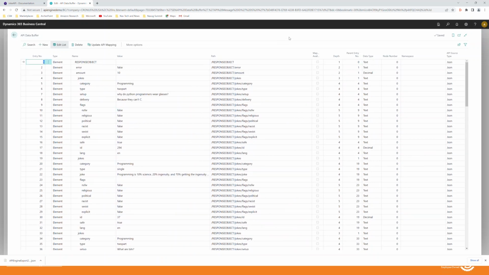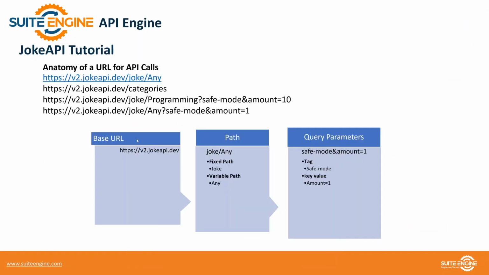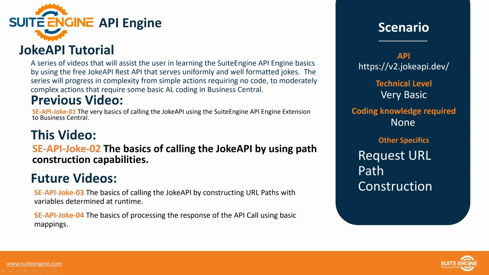Okay, so that's it for today. Hopefully you've gotten a little bit further in our quest to learn the API engine. So for our next one, we will continue on building URL paths, but we'll see if we can get some variables that are determined at runtime, still without coding. So we still may not be to a production solution until we get some code in there. Maybe, maybe not. And then in the video after that, we'll start learning about what we can do with the data that is being returned by the API.